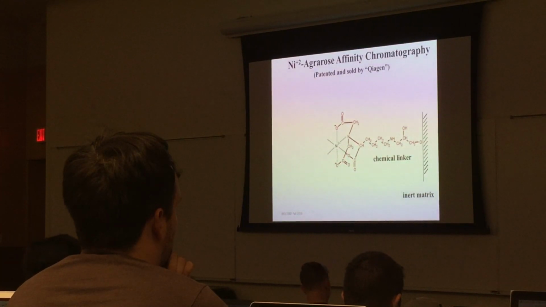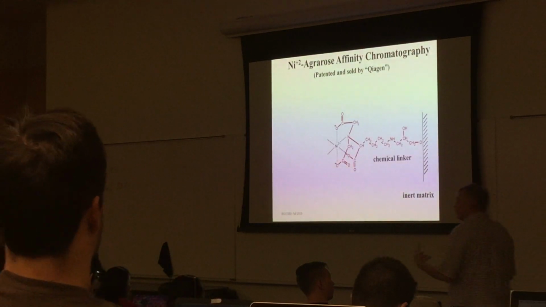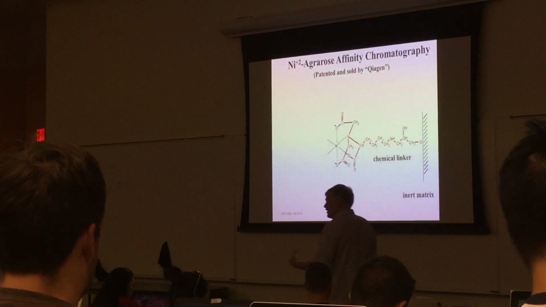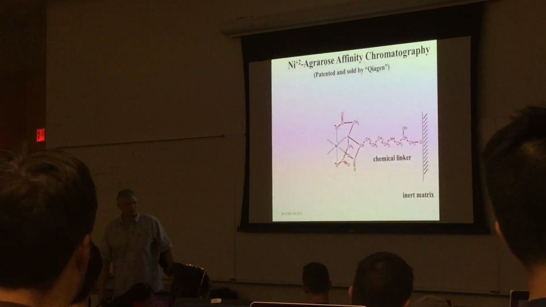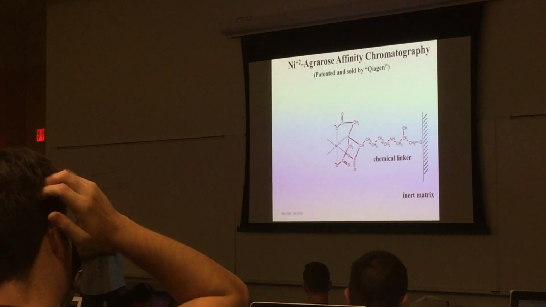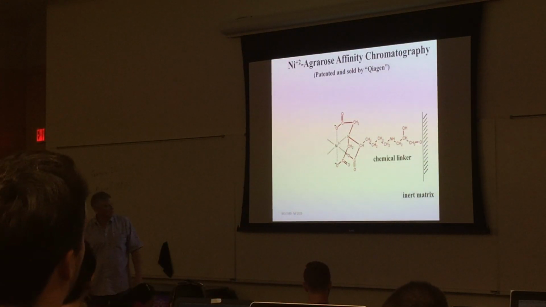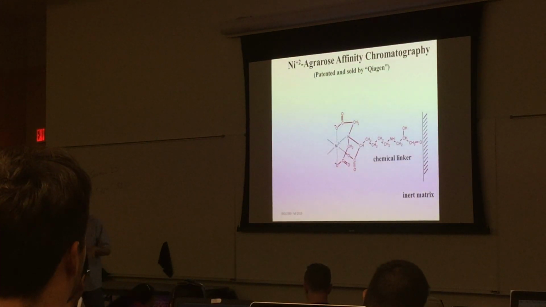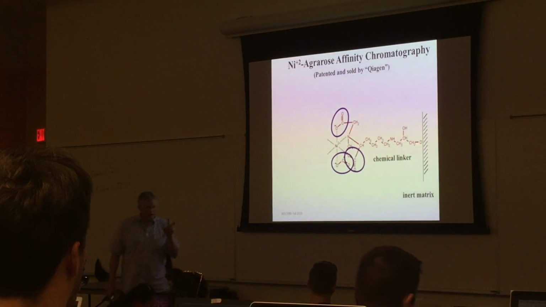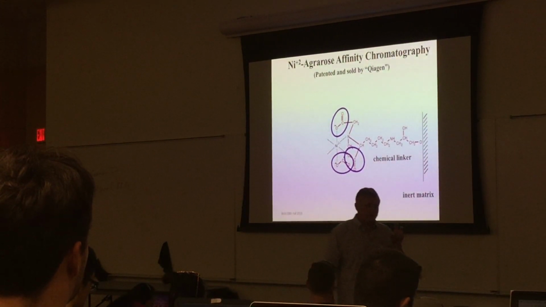In this system, there's an inert matrix. In our case, it's agarose. There are different forms of that inert matrix, Sephadex, Sephacryl, used in different types of flow apparatuses. But we're going to use agarose as our inert matrix. And across that, there's a chemical linker. That chemical linker has three attachment points, these 3 carboxyl groups, and it's also got this nitrogen.